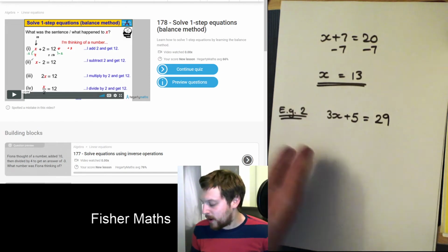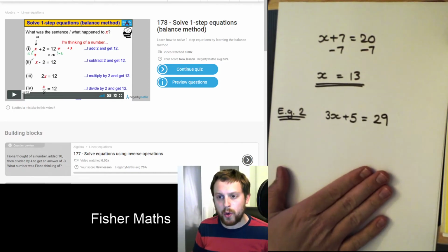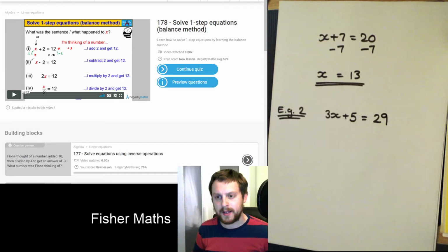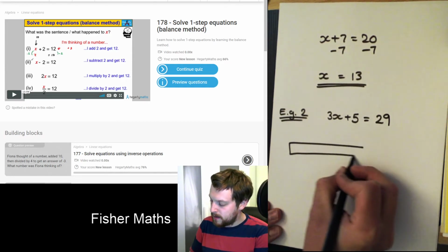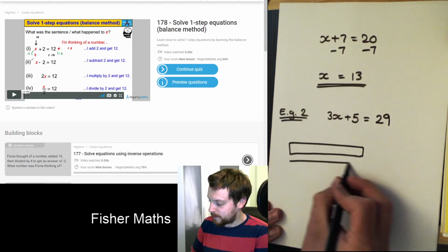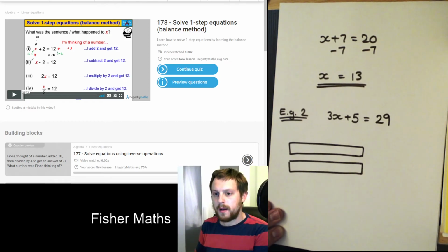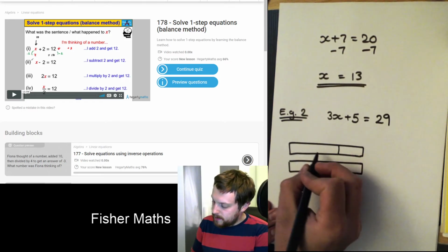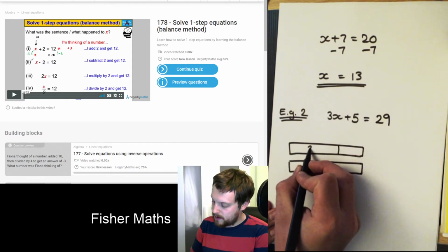You might be able to work out what x is just by looking. You might be able to work out that first you need to take away 5 and then you need to divide by 3. If you can't see that, that's fine. Let's draw the bars that correspond to this equation. So again, I draw the 2 bars. This one here is going to again be split into 2. There's a 3x and there's a 5.